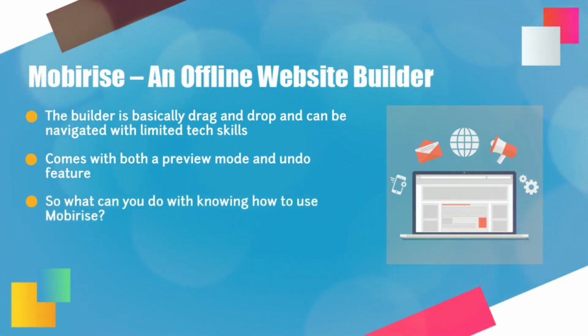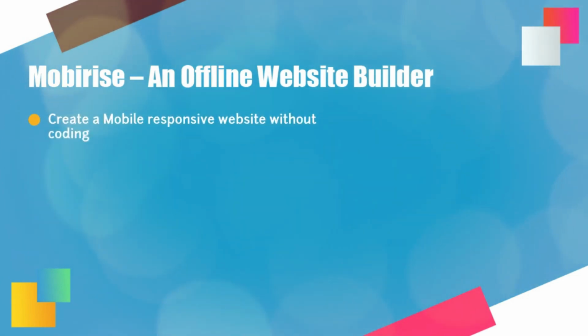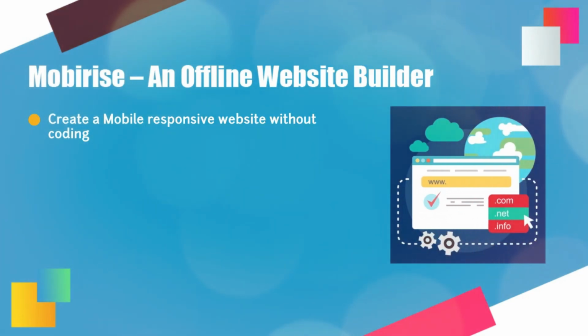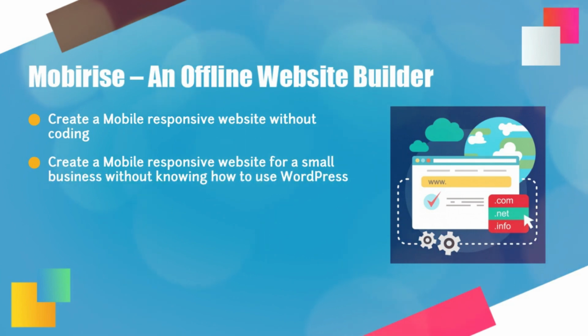What can you do? Right? So if you're watching this and you're thinking, well, what can you do if you know how to use Mobirise? What can you do knowing how to use it? One of the things is that you can build a mobile responsive website, again, for yourself or for a business. You don't have to know how to code anything. You don't have to know anything about HTML or CSS. Now, again, there are areas where if you want to do that, you can get involved with the CSS and the HTML, but you don't have to do that in order to get a site up. You can create a site for a business without knowing how to use WordPress. That's what you can do.